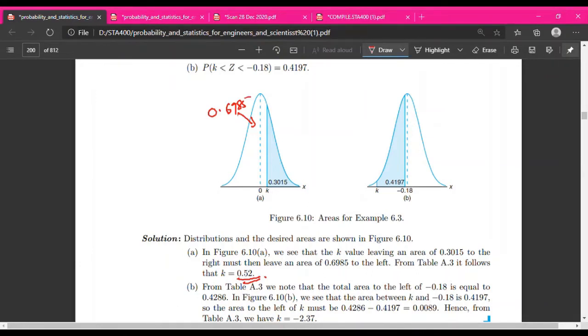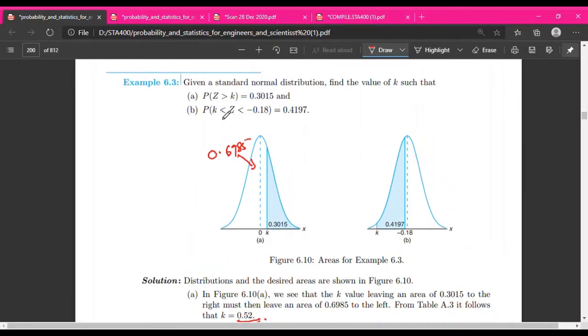Okay, yang ni pula, this one. Nak cari nilai K juga. Okay, probability is given. This part, probability di sini daripada K until negative 0.18. So, dua-duanya berada di negative side. Okay, probability-nya 0.41. Okay, Z more than value K less than negative 0.18. So, secara logiknya K pun adalah negative value. Sebab di sini probability-nya 0.4. And then di sini value-nya negative 0.18.